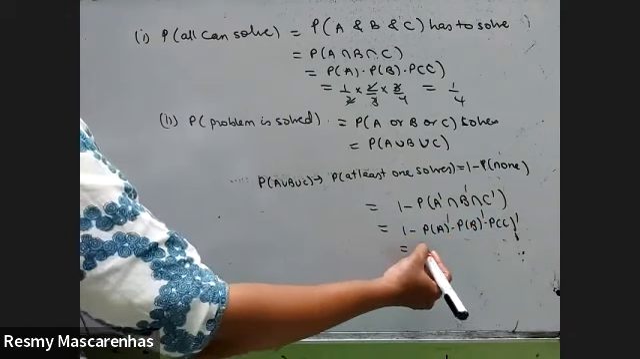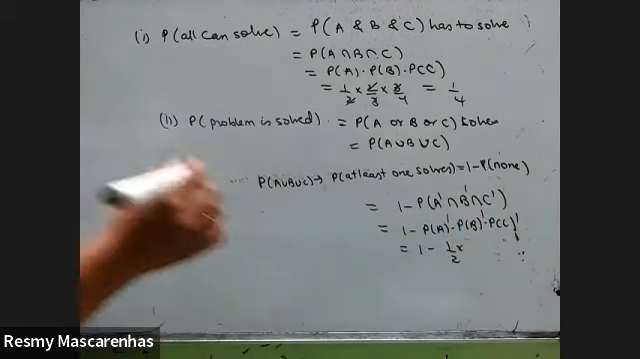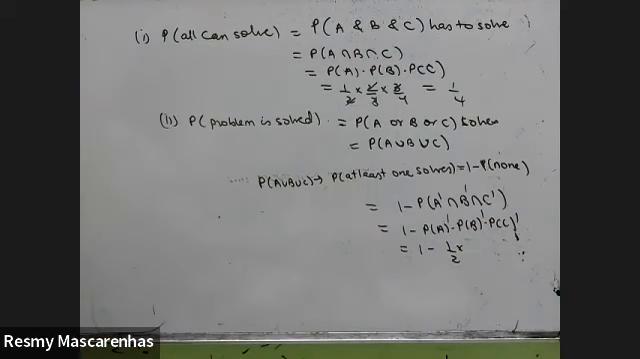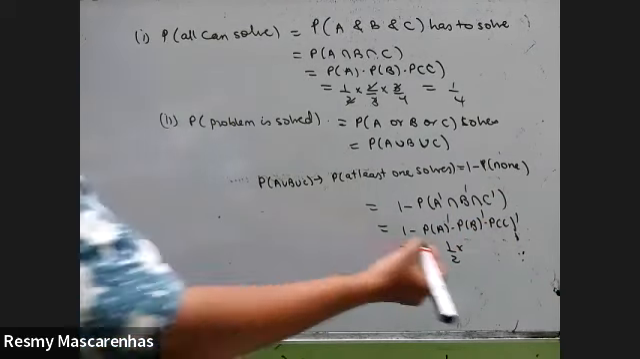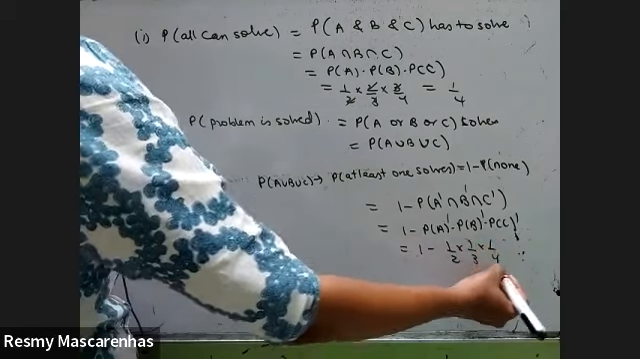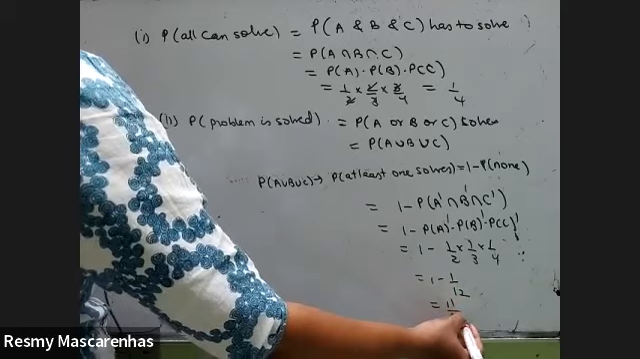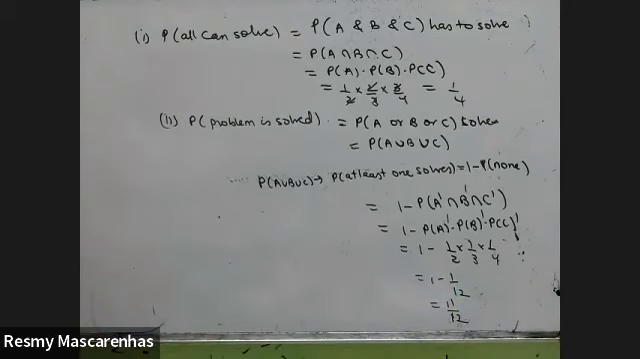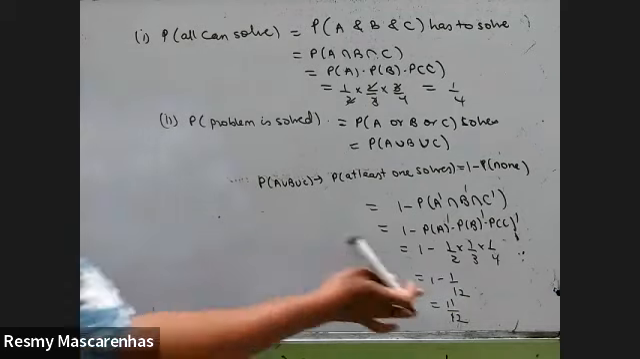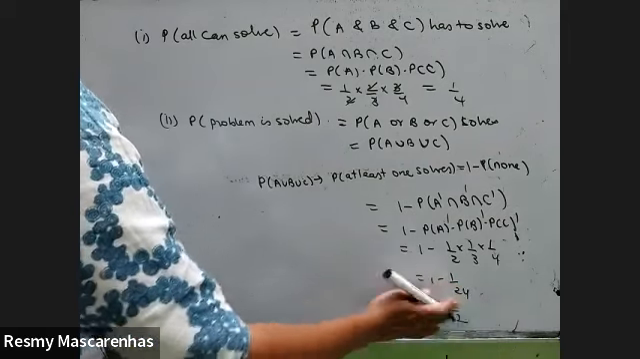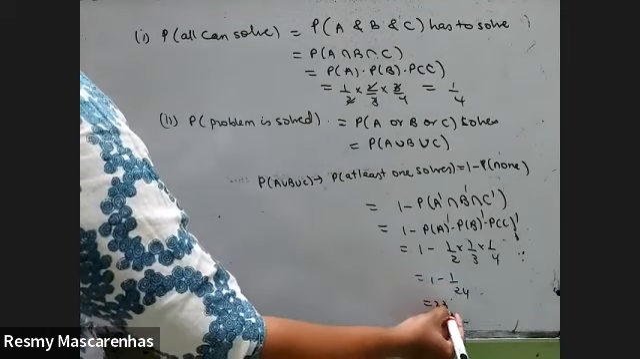Now whatever values you had got, apply. This was half. This was 1 by 3. 1 by 4. That is 24, no? Sorry. 23 by 24 will be the answer.